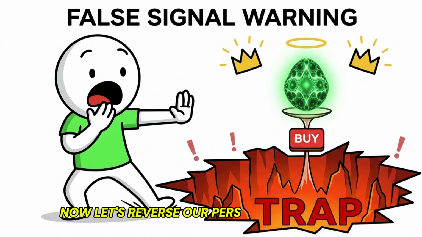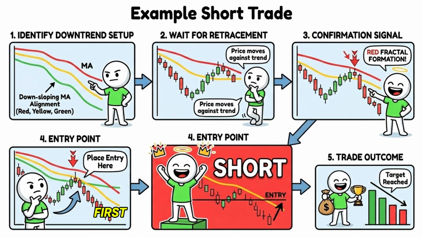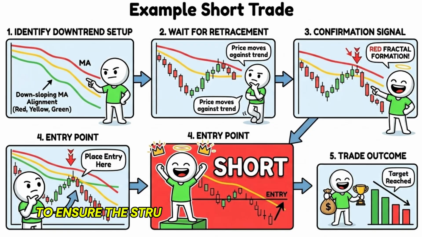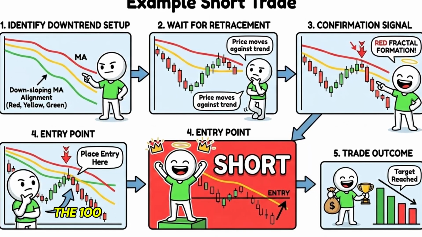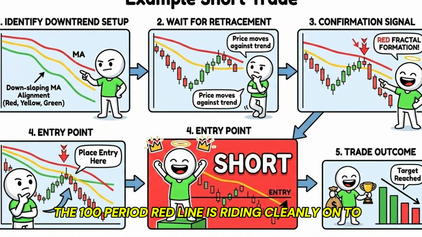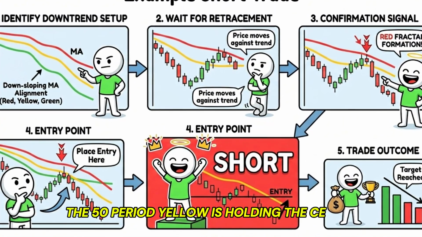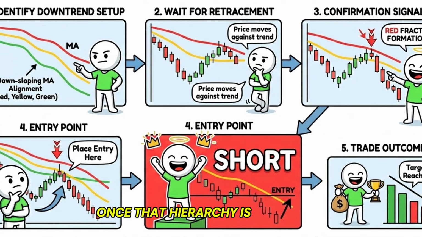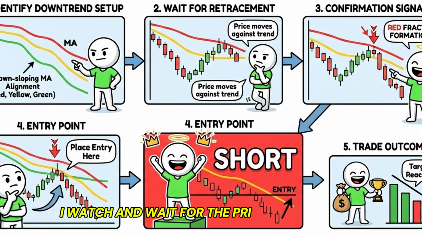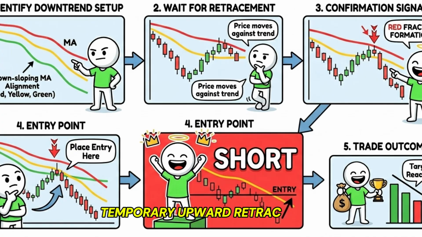Now let's reverse our perspective and study an exact example of how I execute a short trade using this exact same methodology. First, I glance at my moving averages to ensure the structural health of the downtrend is completely intact, verifying that the 100 period red line is riding cleanly on top, the 50 period yellow is holding the center, and the 20 period green is sustaining the floor. Once that hierarchy is confirmed, I watch and wait for the price to experience a temporary upward retracement, crossing above the fast 20 period green line.